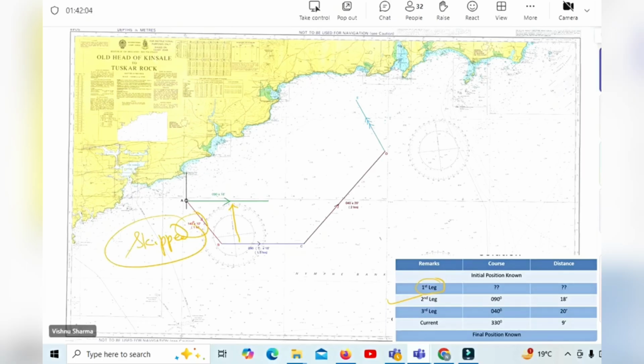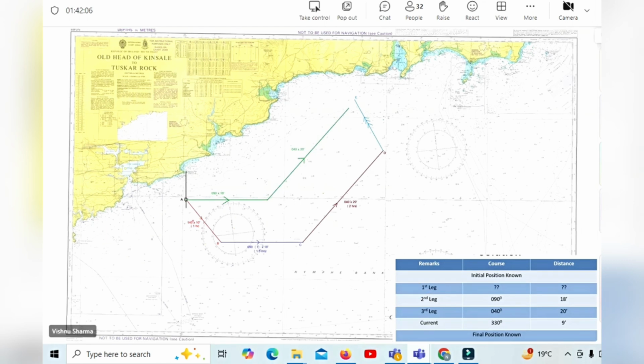Then I plot the third leg. This is plotted here. This is plotted here. So second leg plotted, initial position plotted, third leg plotted. Correct, beta? Is that clear? Right? Then I plot the current.